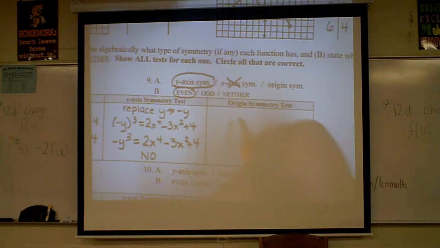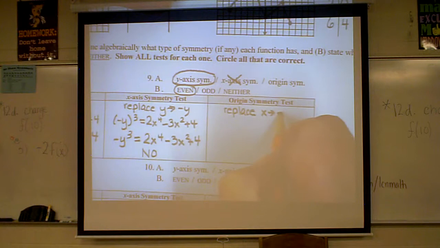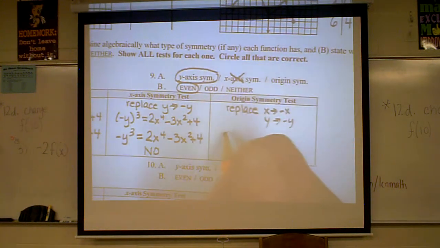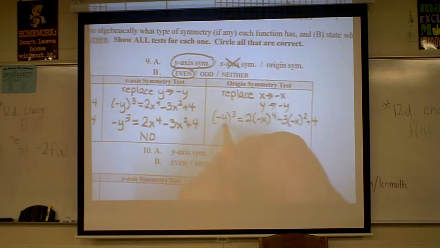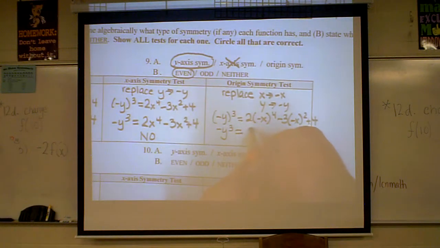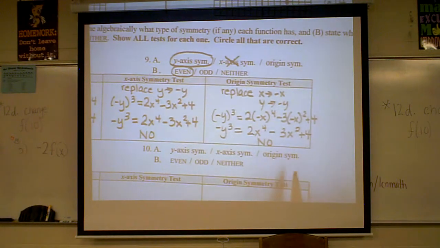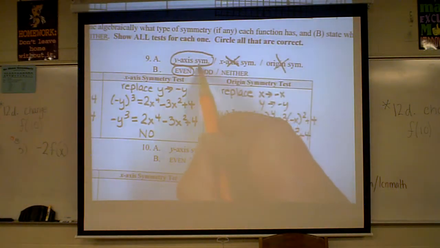For origin symmetry, you replace both x with -x and y with -y. So you end up with negative y cubed equals 2 times negative x to the 4th minus 3 times negative x squared plus 4. This is going to stay a negative y cubed, and these will change back to being positive x squared and x to the 4th. So you cannot get this back to its original state. It does not have symmetry to the origin, which means it's not an odd function.